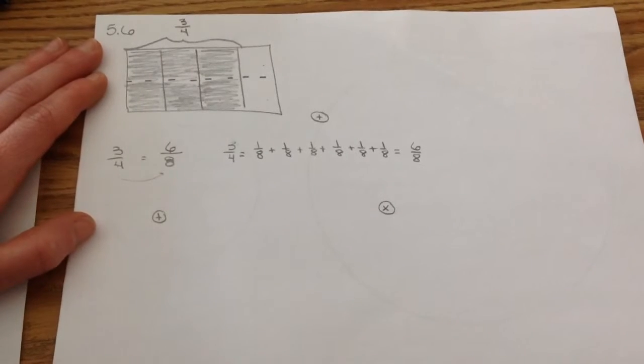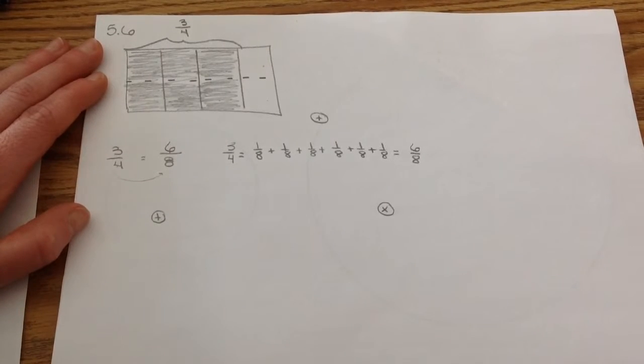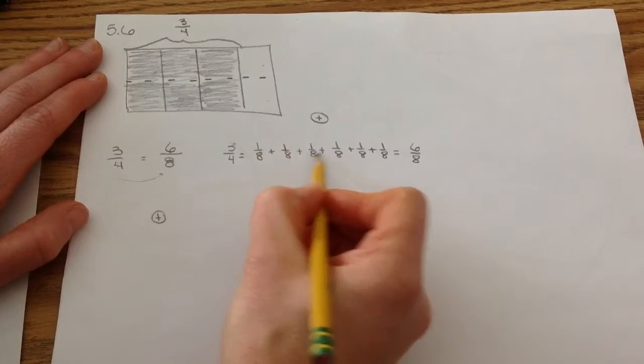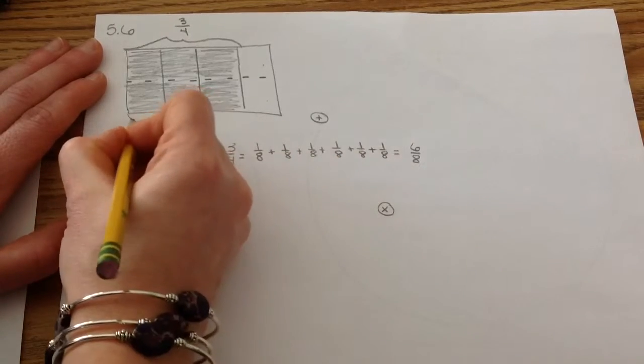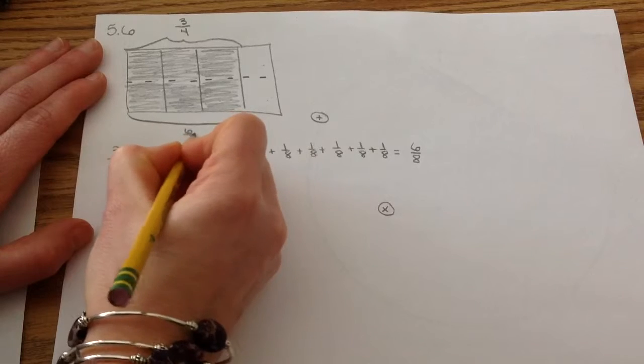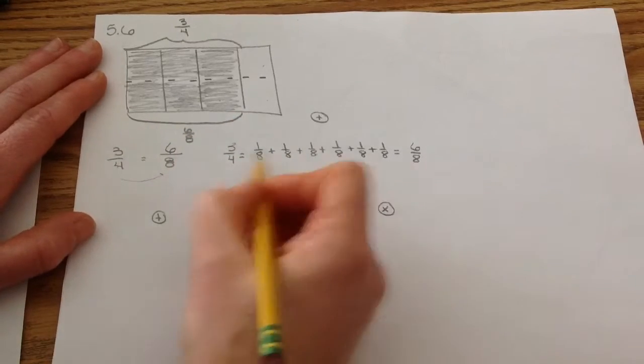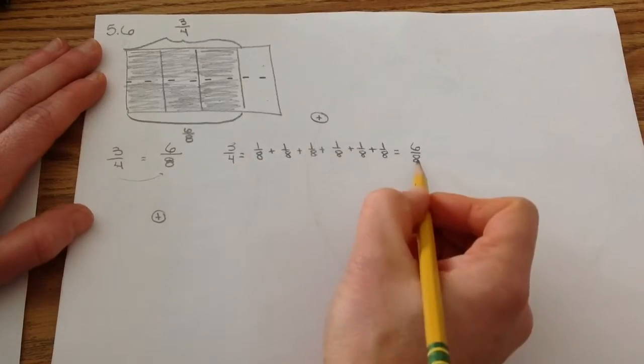Pause. And that, my friends, is what it looks like. I have how many 1/8? 1, 2, 3, 4, 5, 6. Because this is 6/8. Therefore, you added them all up, and you got 6/8.